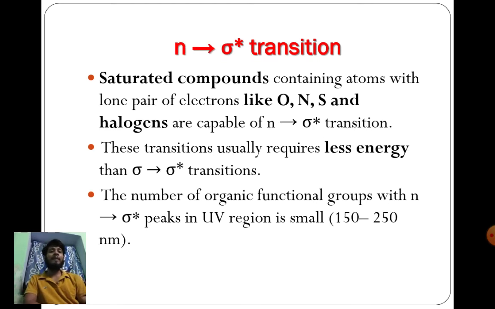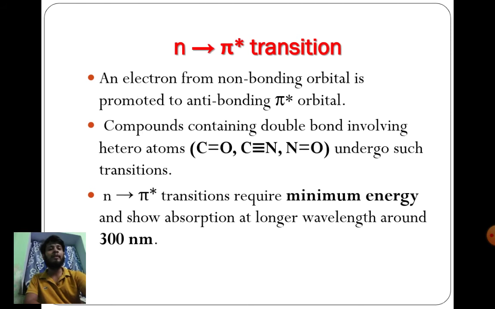The third type is the non-bonding orbital, that is n orbital, to sigma star, that is sigma anti-bonding orbital. This kind of transition is shown by saturated compounds containing atoms like oxygen, nitrogen, sulfur and halogens, which all have free unpaired electrons or lone pairs of electrons. This transition usually requires less energy than the sigma to sigma star transition, and the number of organic functional groups with n to sigma star peaks is small, at 150 to 250 nanometer.